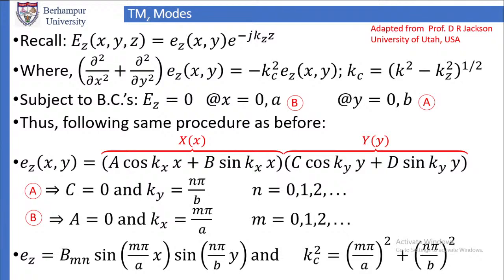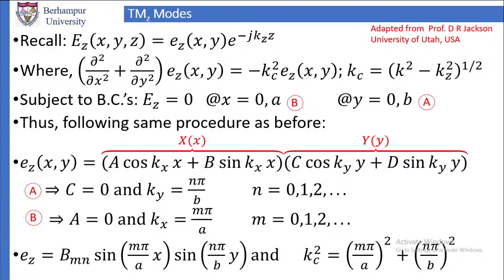Now we will consider the TEMz mode. TEz mode we have considered in a waveguide. Now we will consider a waveguide with TMz mode. Remember, capital Ez is equal to small ez, which is a function of x y, into the variation with z, which is exponential minus j kz. Now this satisfies the Helmholtz equation: dou square by dou x square plus dou square by dou y square of Ez(x,y) is equal to minus kc square Ez(x,y). kc is equal to k square minus kz square to the power half.